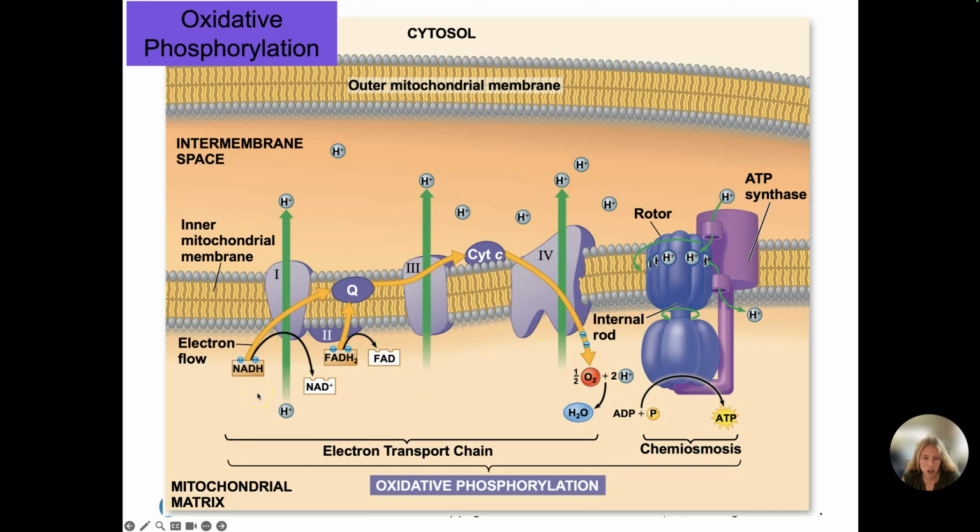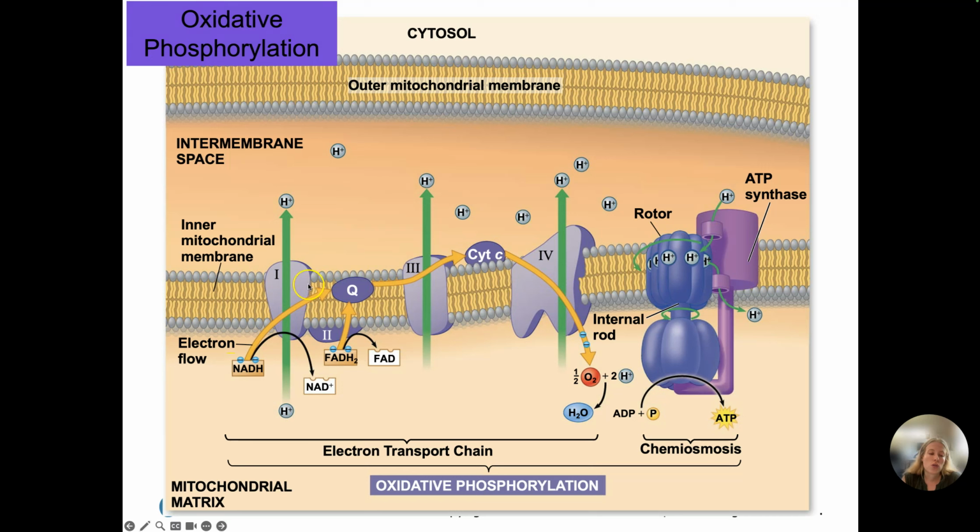NADH and FADH2 drop their electrons off at different locations in the oxidative phosphorylation, the electron transport chain. NADH drops its electrons off at complex 1. Once it drops its electrons off, it is oxidized back to NAD+, because remember, oxidation is loss. It has now lost its electrons.